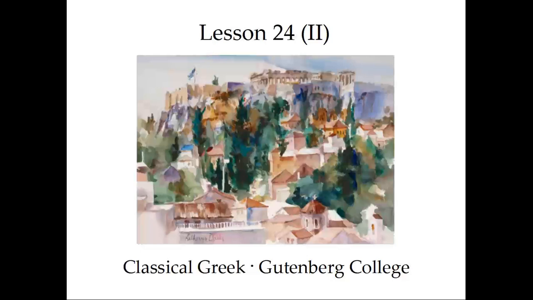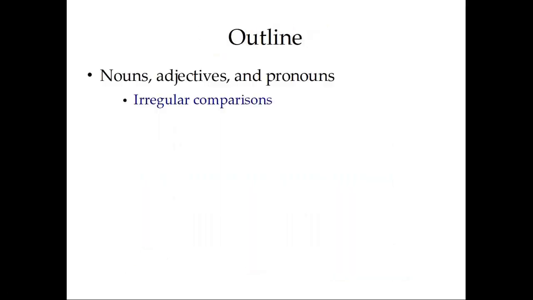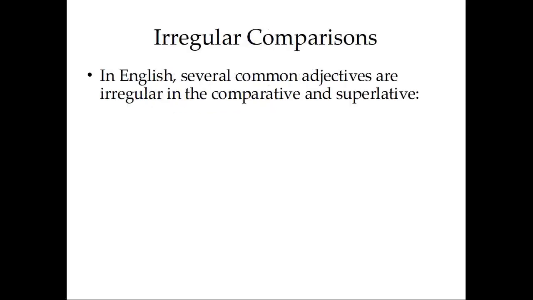Lesson 24, Section 2. This presentation will talk about irregular comparisons, that is, comparison using adjectives that are formed irregularly in the comparative and superlative degrees. In English, several common adjectives are irregular in the comparative and superlative degrees.